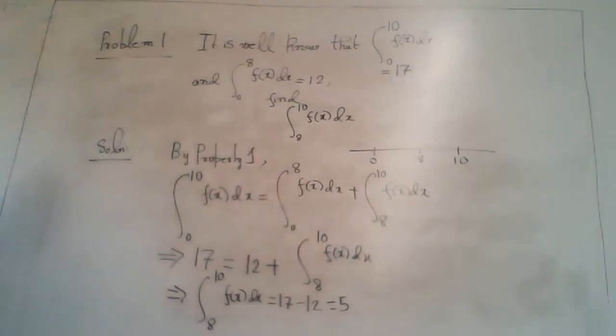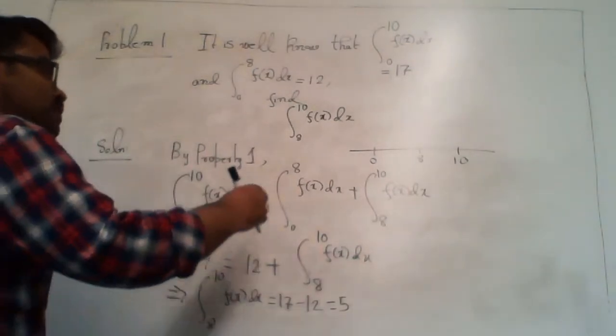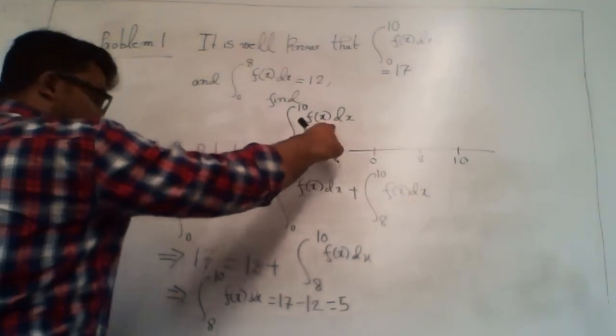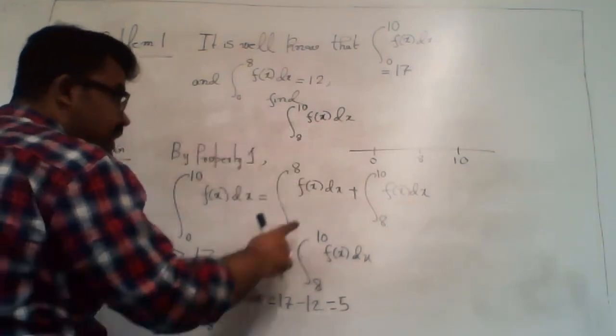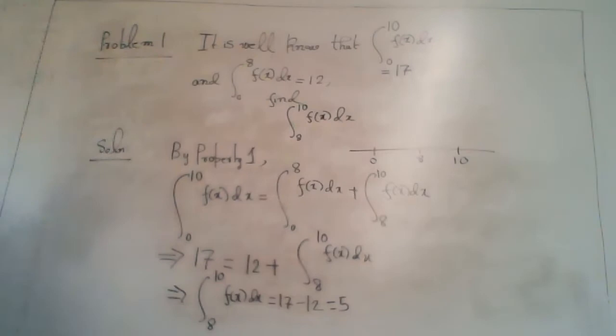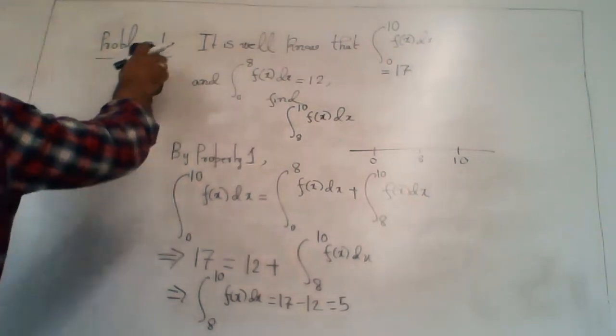Thus, that's what we were asked to find out. We were asked to find the integral from 8 to 10 f(x) dx. So integral from 8 to 10 f(x) dx is 17 minus 12, which is 5. That's it. Extremely easy. So now let's take the next problem, the second problem. So problem 2.